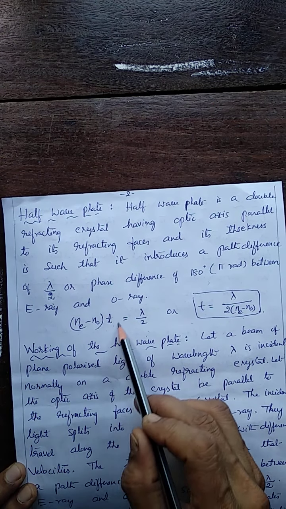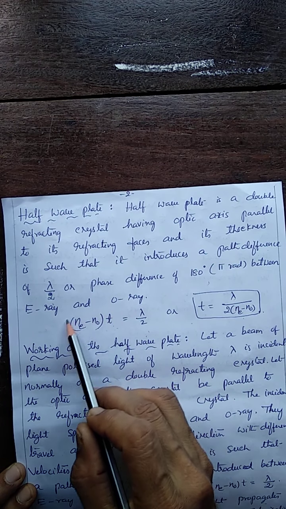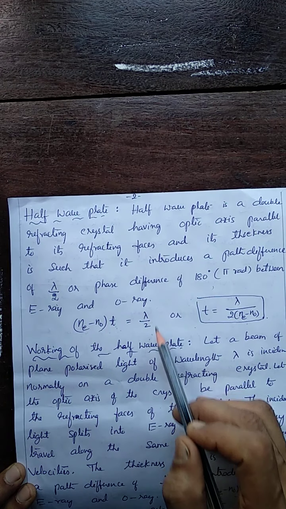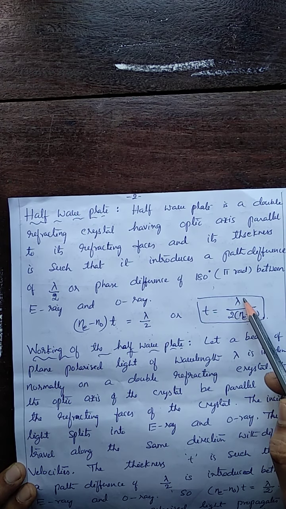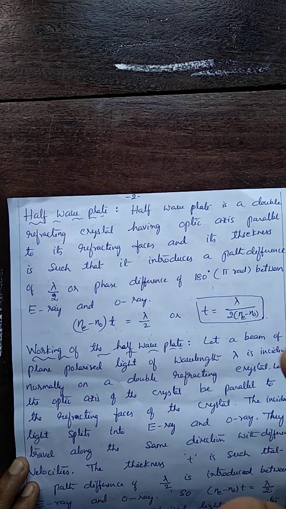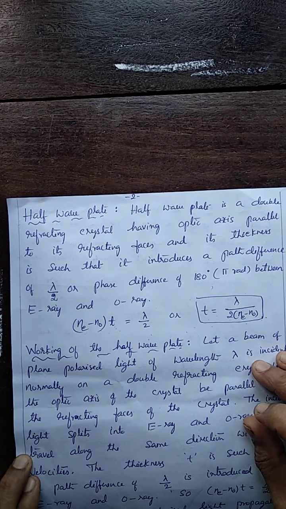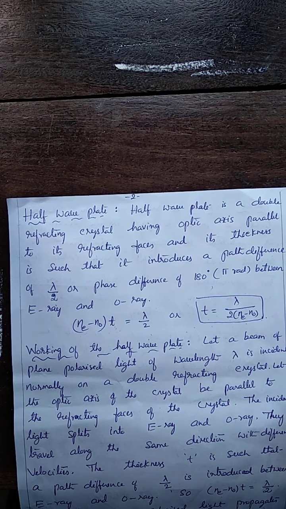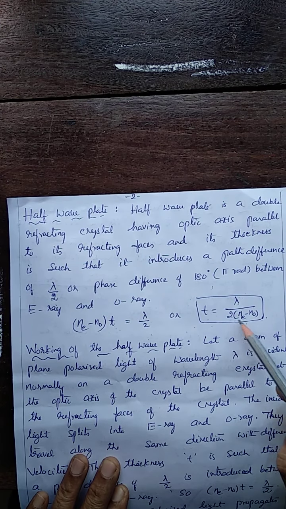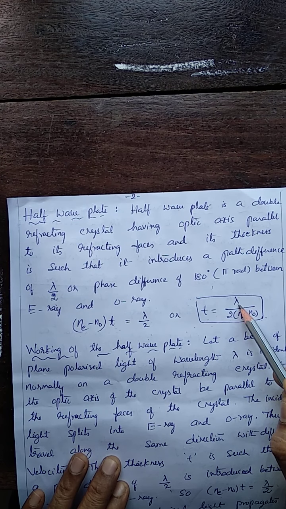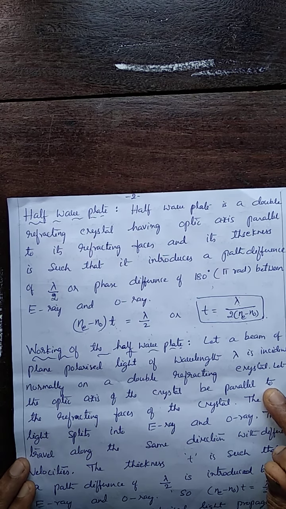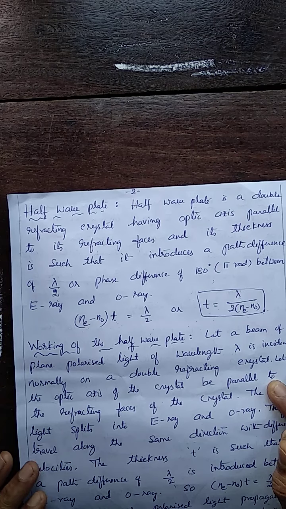What is this expression? The path difference introduced, the optical path difference between the E ray and O ray. (Ne minus No) T is lambda by 2, or T equals lambda by 2 into (Ne minus No). So the double refracting crystal with the optic axis parallel to the refracting faces acts like a half wave plate if thickness T equals lambda by 2 into (Ne minus No). Lambda is the wavelength of that incident monochromatic light. The incident light should be monochromatic. This is about the retarding plates, quarter wave plate and half wave plate.